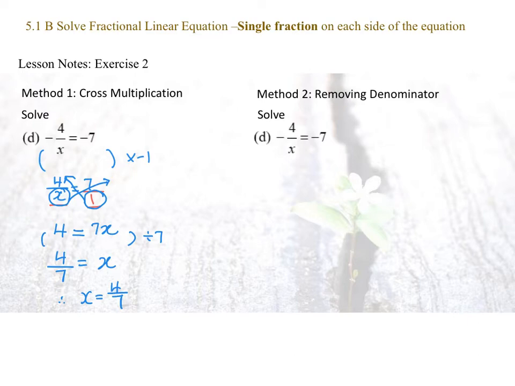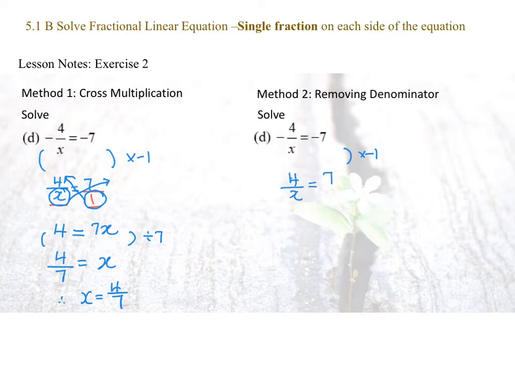Now, some of you may not understand the beauty of cross multiplication. This actually comes from the logic of removing your denominator on both sides. Let's take a look at the second method, and it tries to link to the shortcut on cross multiplication. So for example, I use back the same question. Firstly, I'll multiply by negative 1 on both sides to get rid of the negative sign.